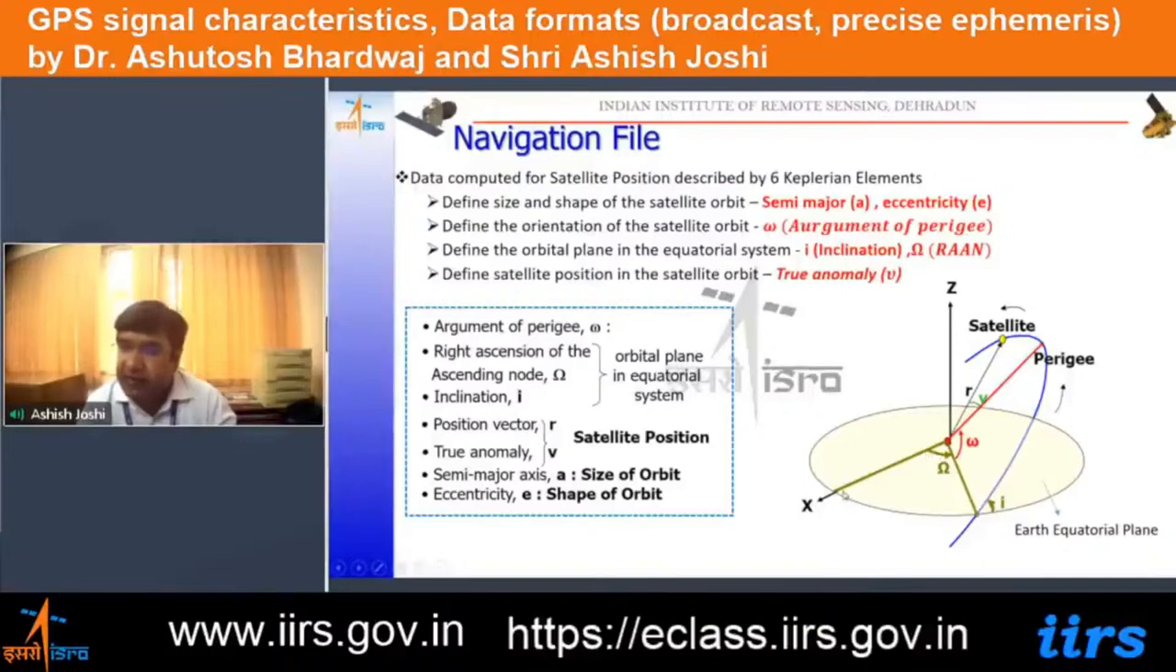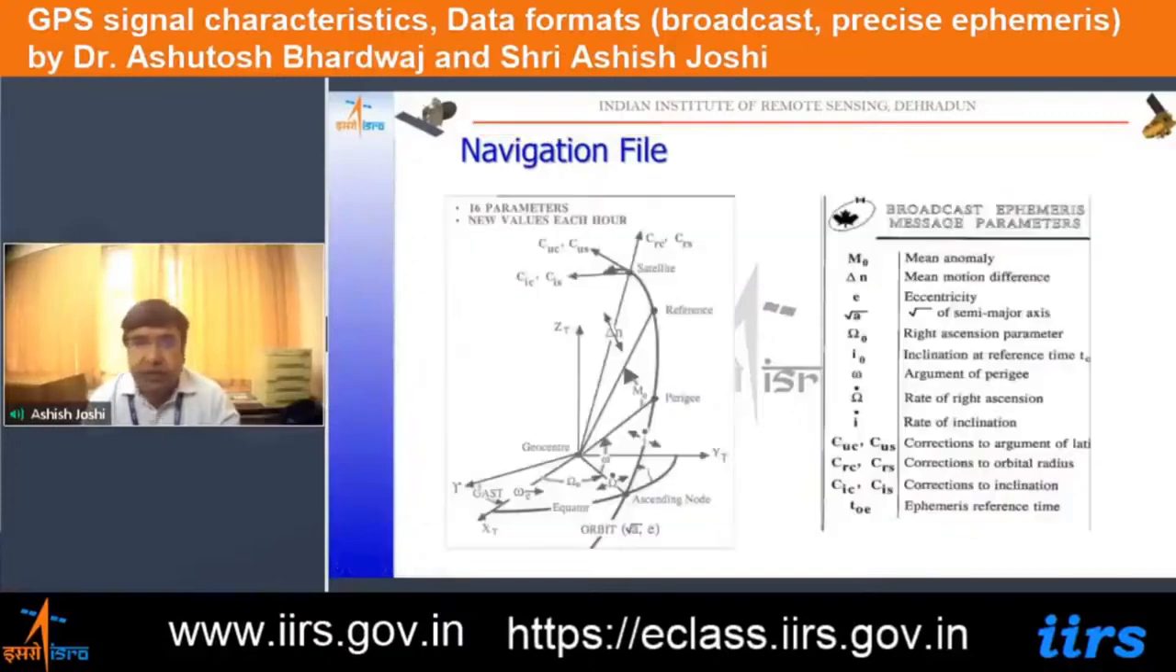It is the angle made by the ascending node with respect to the x-axis. So this is the RAAN. And what is the argument of perigee? The argument of perigee is the angle which this ascending node makes with respect to the perigee point. And what is the true anomaly? True anomaly is the angle which the satellite makes with respect to the perigee. So these are some of the parameters of the Keplerian orbit.